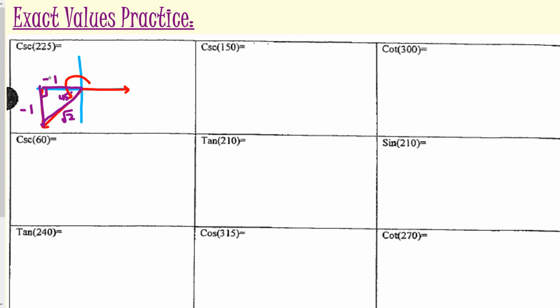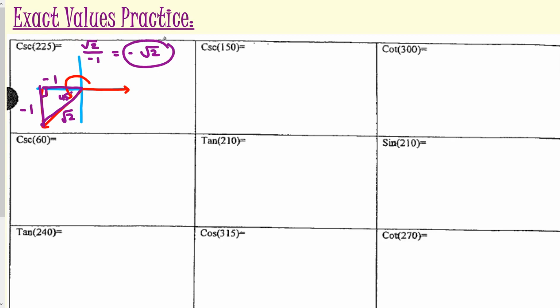Okay, so once you have your reference triangle and your sides labeled, you're ready to find the cosecant. Remember, cosecant is the reciprocal of sine, so instead of opposite over hypotenuse, we have hypotenuse over opposite. Square root 2 over negative 1, and we'll just call that negative square root 2.